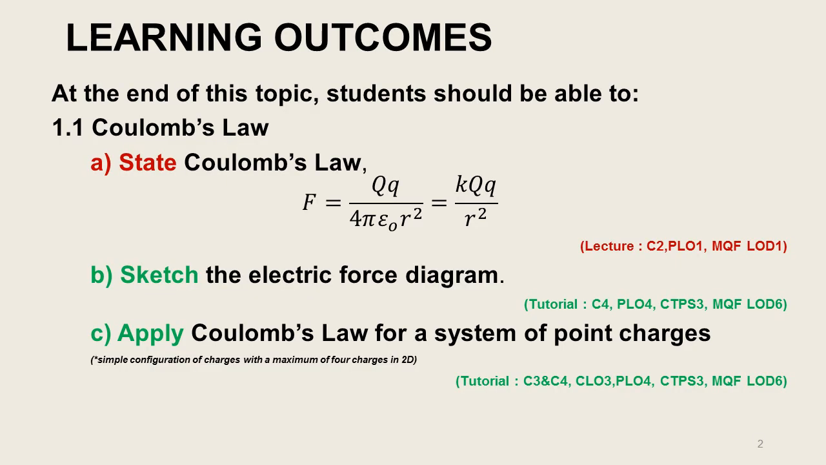Learning outcomes. At the end of this topic, students should be able to, 1.1 Coulomb's law: a. State Coulomb's law. So Coulomb's law is F equal to Q1Q2 over 4 pi epsilon naught r square, or k Q1Q2 over r square. b. Sketch the electric force diagram. c. Apply Coulomb's law for a system of point charges.